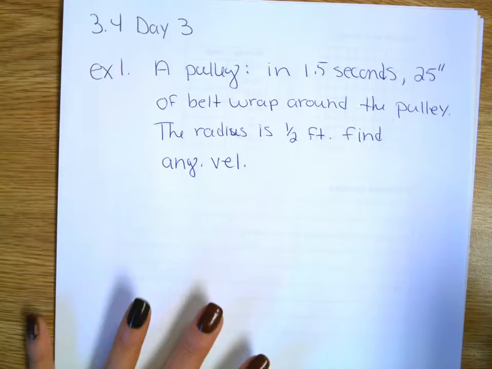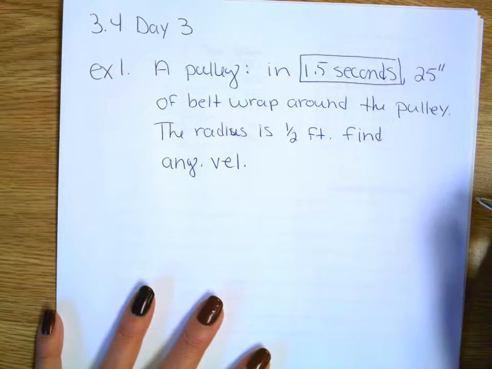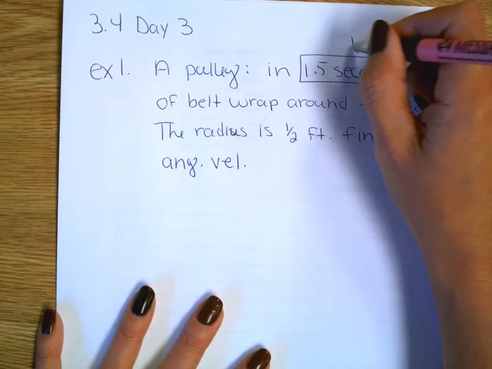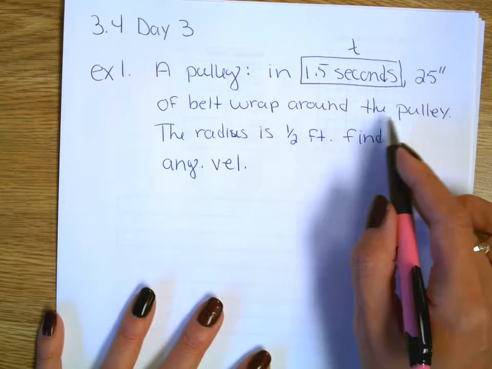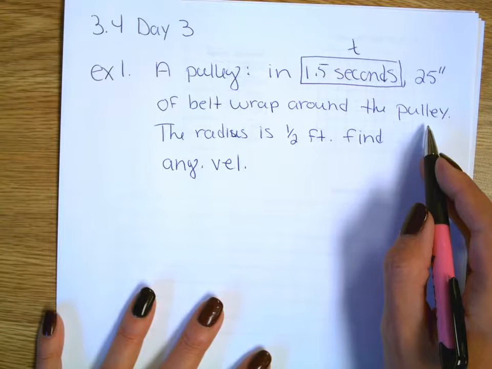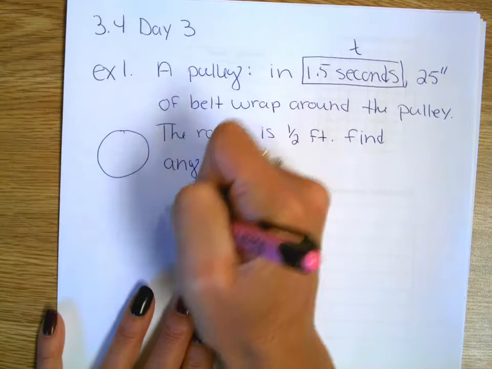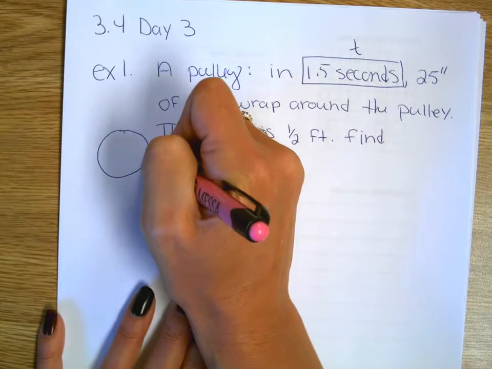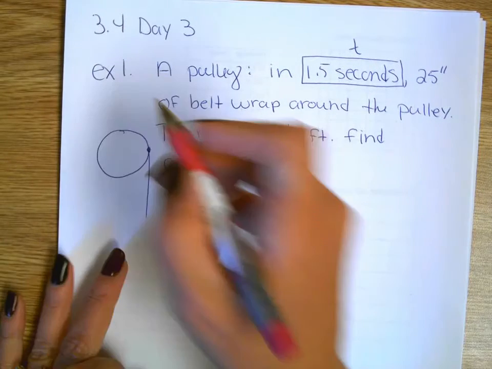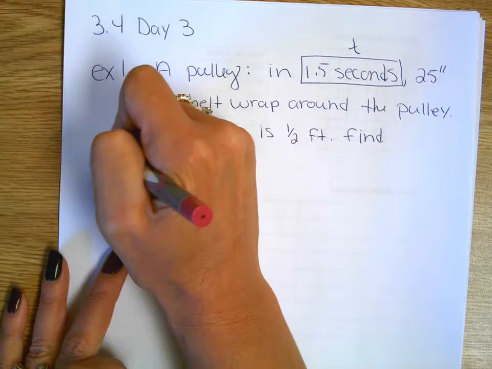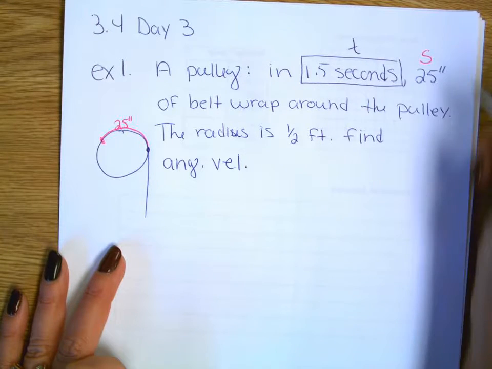So, everything, we've got 1.5 seconds. What are you going to call that? Time. 1 point for you. Okay. 25 inches of belt wrap around the pulley. Be visual here. So you've got this pulley. There's a belt coming around it. It says 25 inches wrap around that. So what is that representing? S. Have a vision for it. 25 inches wrap around. That's our S value. So S is 25 inches.